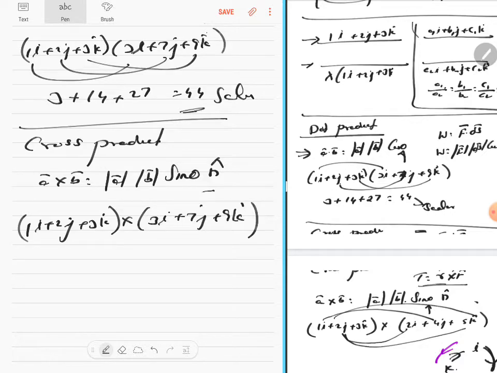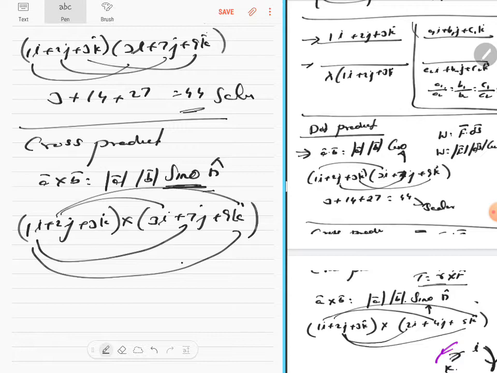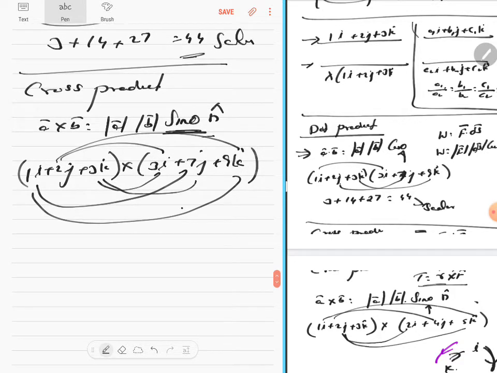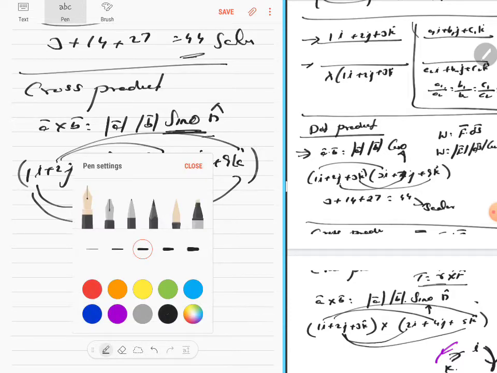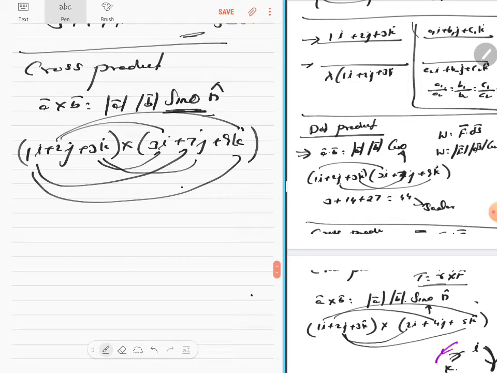When crossing, you can only cross an i and a j, an i and a k. You cannot cross an i and i, because the angle between them is 0, and since the cross product involves sine theta, sine 0 is 0, the entire answer will become 0. Therefore, you can only cross i and j, i and k, j and i, j and k, k and i, and k and j. But I'm very bad with numbers and make a lot of mistakes, so this is a shortcut I can teach you to find the cross product.